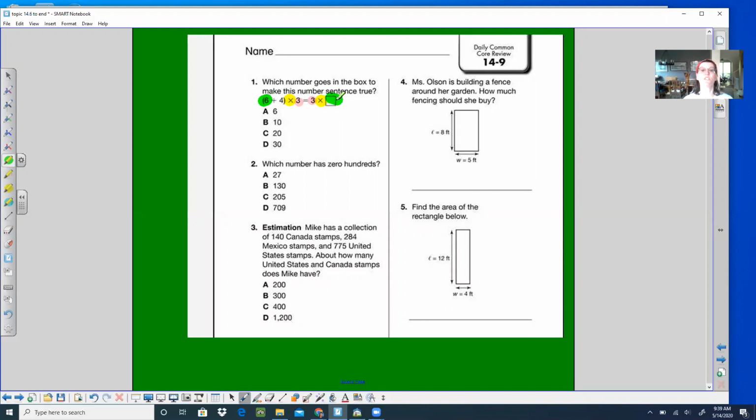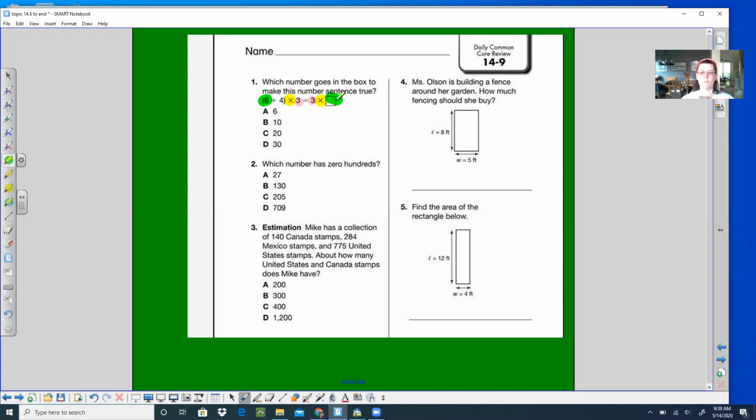Okay, number two, which number has 0 hundredths? That means it does not have a hundredths place. If there were numbers in the thousands, it could be a 0 in the third digit over, but you are looking for a number that does not have a third digit.